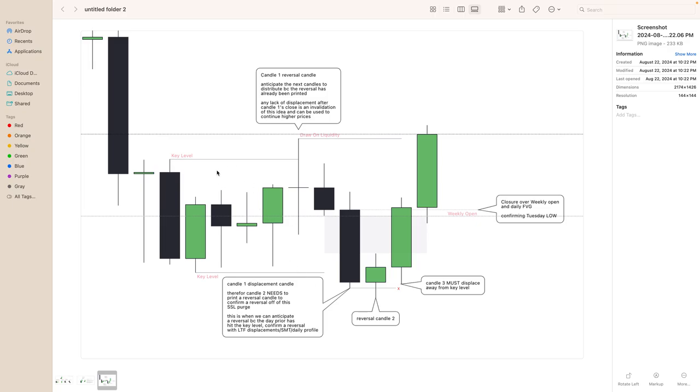So now let's go over here, right? We have accumulation, manipulation, distributing these lows. Now, if we're going to reverse off of this key level here, we're going to do it the next candle, as you see. If price wanted to distribute lower, it would have just kept going lower and lower and lower. There's no reason for price to stop here, right? So candle 1, displacement candle. Therefore, candle 2 needs to print a reversal candle to confirm a reversal off of this sell side liquidity. This is when we can anticipate a reversal because the day prior has hit the key level.